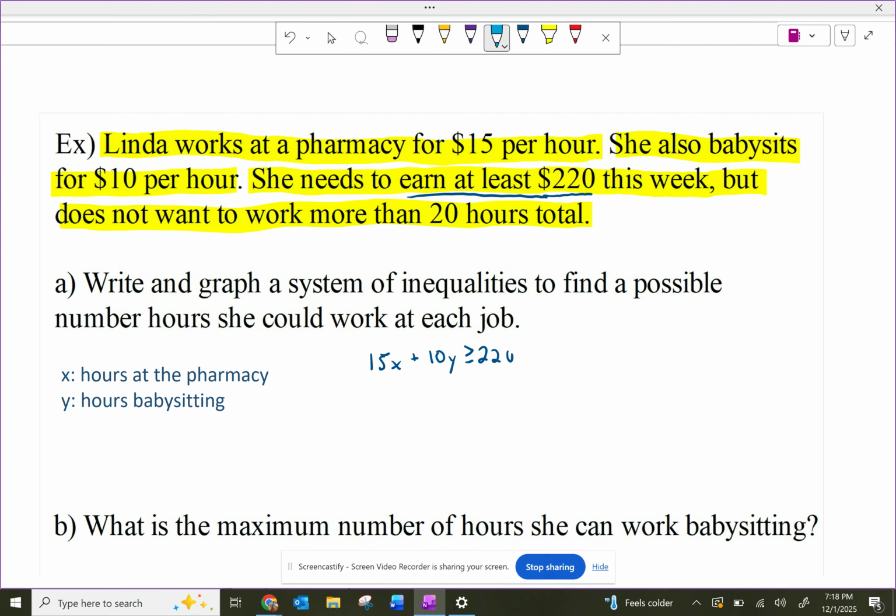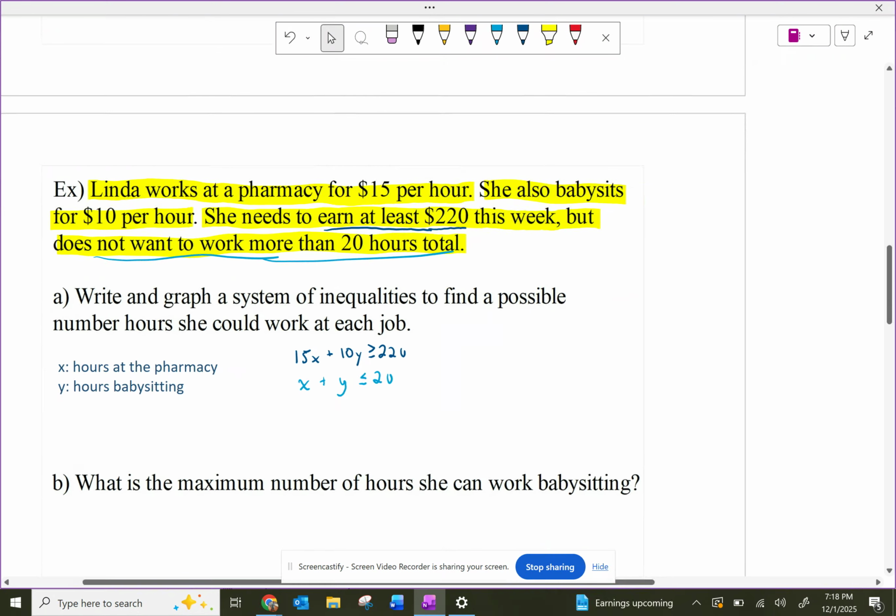The second constraint is that she does not want to work more than 20 hours. So she wants to work under 20 hours. So if she works x hours at the pharmacy and y hours babysitting, if we add those up, that value needs to be no more than 20 hours. So it could be 20 hours, or equal to it, or less. So there's our system, and our goal is to now graph it and come up with a possible solution to the situation here.